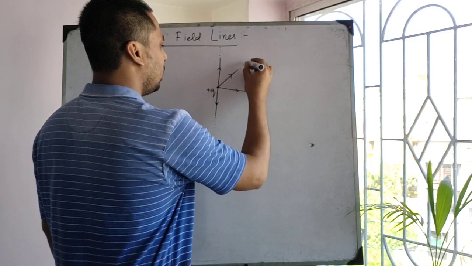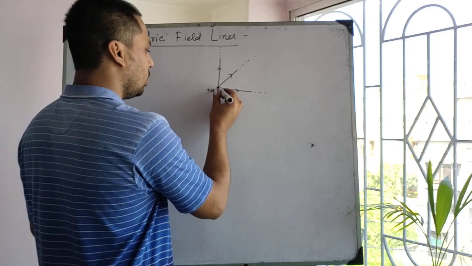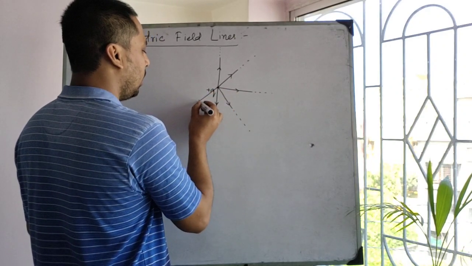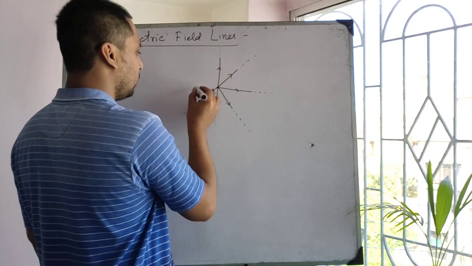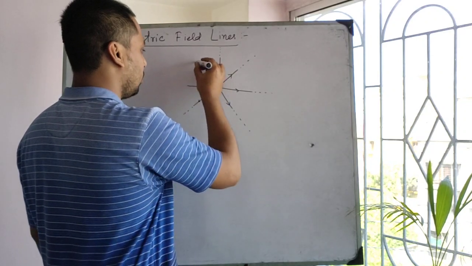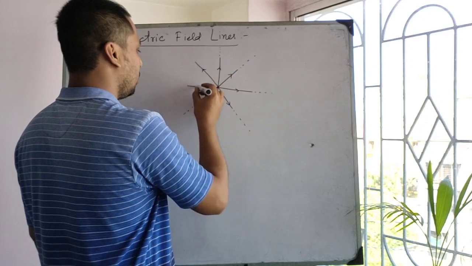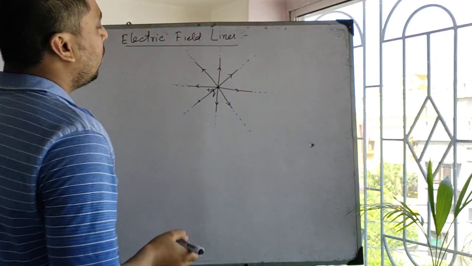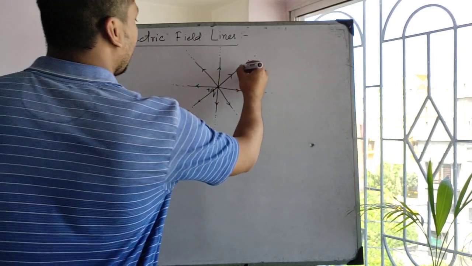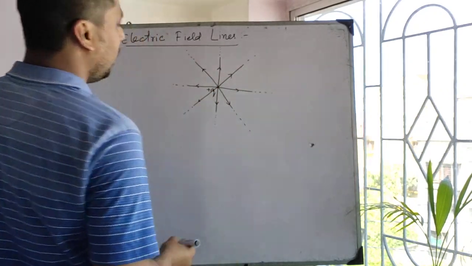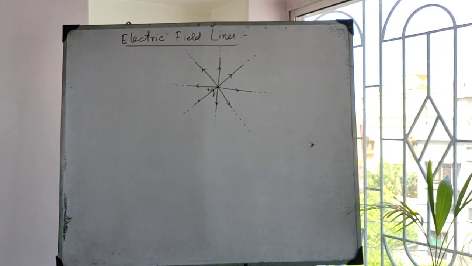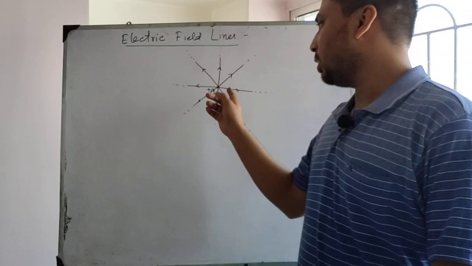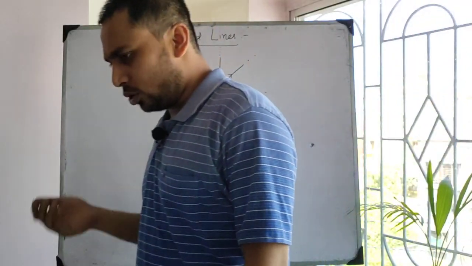Starting from the unit positive charge, it goes radially outward up to infinity. One may draw an infinite number of field lines from a particular point charge. We have drawn several.